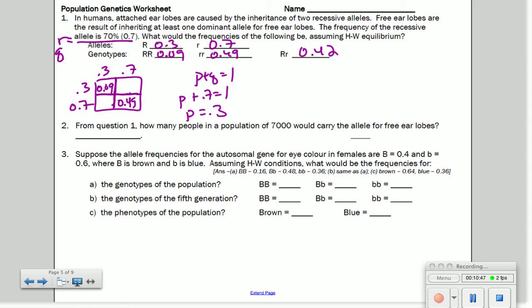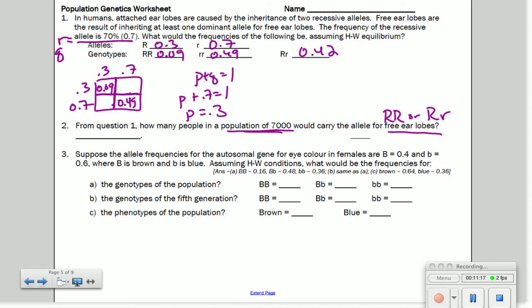And it says from question 1, how many people in the population of 7,000, so that's my total number of people, would carry the allele for the free earlobes? Now, free earlobes is, let's see here, is that dominant or recessive? It says attached are recessive, so dominant is the free earlobe. And in order for you to have free earlobes, you can be big R, big R, or big R, little r. So you need to account for both of those.